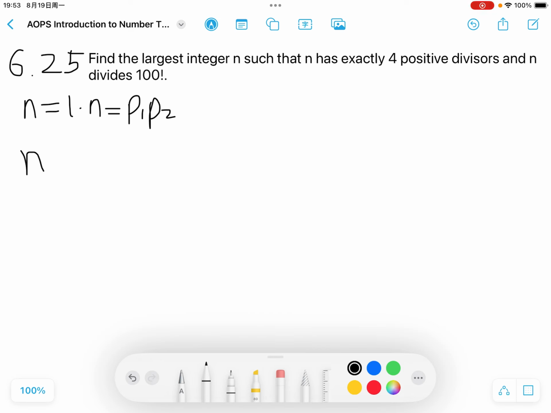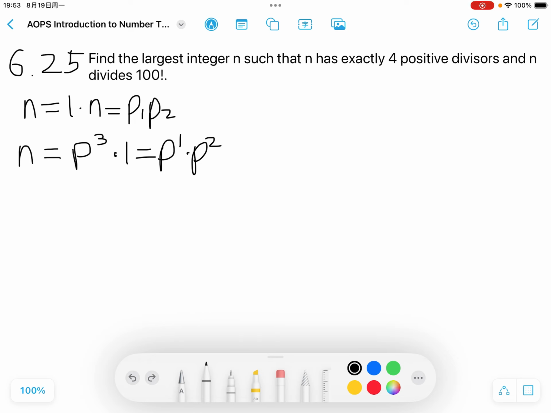The second case is that n is equal to some prime number p to the power of 3, so p cubed. Why is this? The first case is that you have 1 times n, so you have this times 1, that's just 1 times n. The second case is you have p to the power of 1 times p to the power of 2. This is how you get your 4 positive divisors: 1, 2, 3, 4. So these are 2 cases. Now it's really easy to forget about one of the cases, which is how I got this problem wrong. So hopefully you don't make the same mistake.